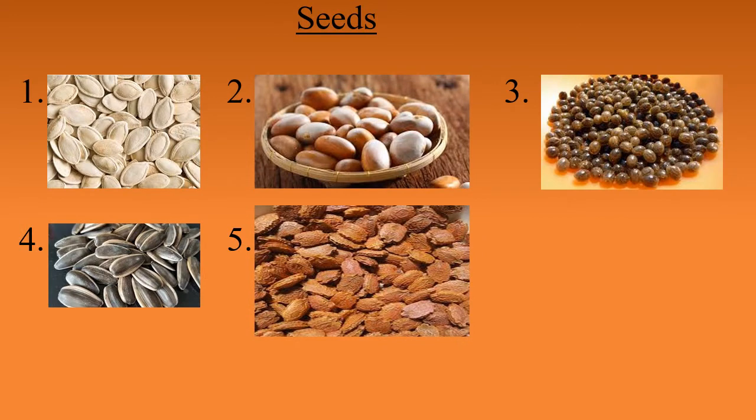Can you identify these seeds? Yes, you can. Have you seen them earlier? Yes, definitely you must have seen. I will read out the names in order. Number 1, pumpkin seeds. Number 2, jackfruit seeds. Number 3, papaya seeds. Number 4, sunflower seeds. Number 5, bitter gourd seeds.